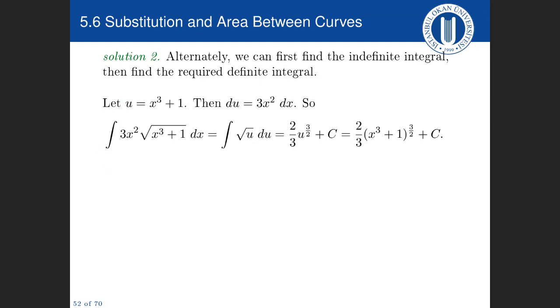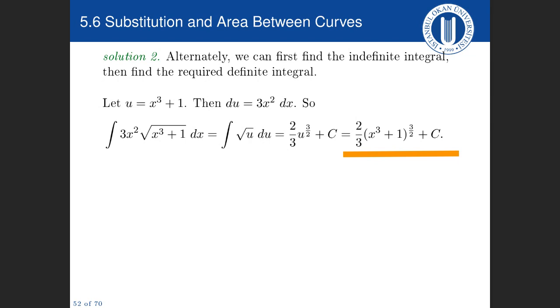Same substitution, u is x cubed plus 1. Same second substitution formula, du is 3x squared dx. And we find that this is 2/3 (x cubed plus 1) to the power 3 over 2 plus c. That's just the theory from before the break.